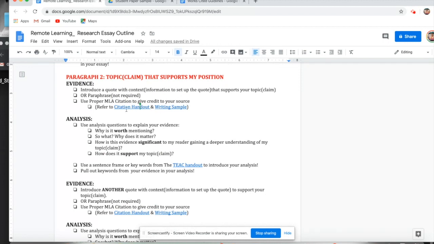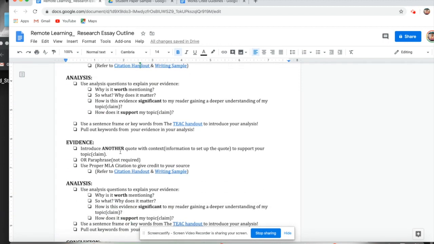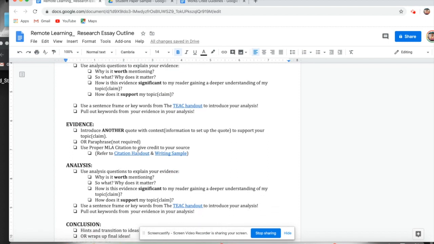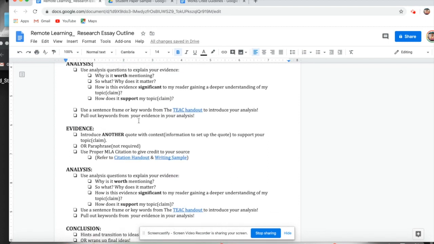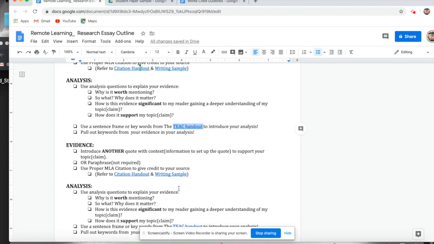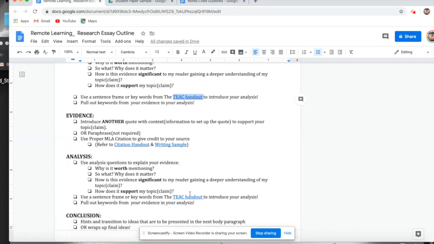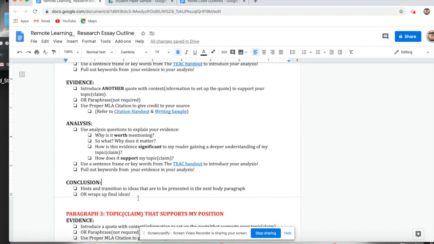Paragraphs 2 and 3, for the most part, look the same. If you don't remember what the TEAC handout looks like or how to support it, notice right here, I put a hyperlink for that. You can click on it and go. You don't have to scurry around Google Classroom looking for all those handouts because I embedded them throughout this document. So that's paragraph 2.